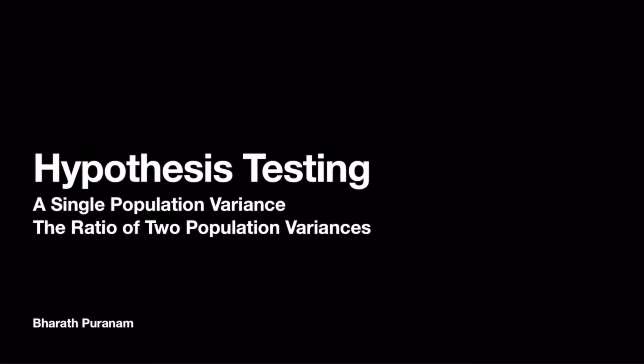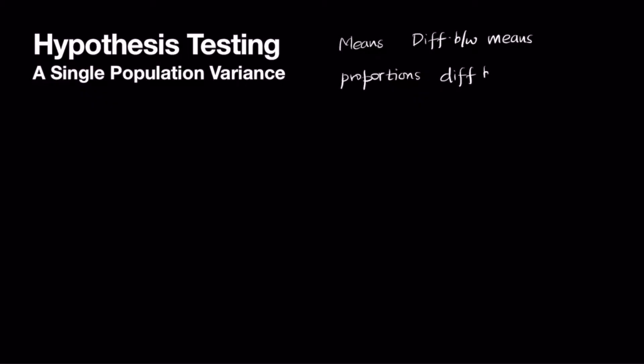So in this lecture we'll be discussing hypothesis testing, specifically focusing on a single population variance and the ratio of two population variances. So let me start with a single population variance. What do we mean when we say single population variance here? What did we test until now? We tested means, we tested the difference between means, we tested proportions, and we tested the difference between two population proportions.